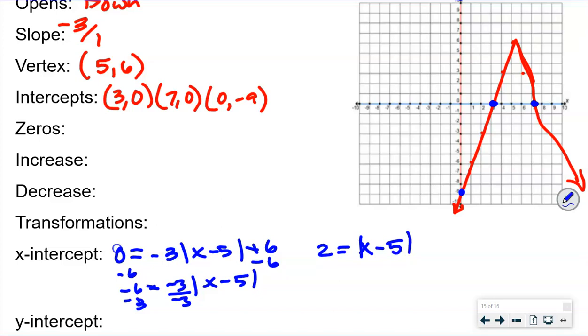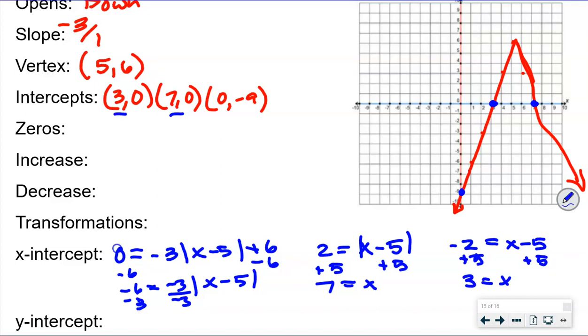So remember, we're going to solve for a 2 and a -2, right? So we don't have to leave that absolute value there once we get there. So we're going to add 5 to this side. So that's x equals 7. That was the one that we thought was right there, right? And then we're going to add 5 to this side. So that's going to give us 3 is equal to x. And that was our other one right here, okay?